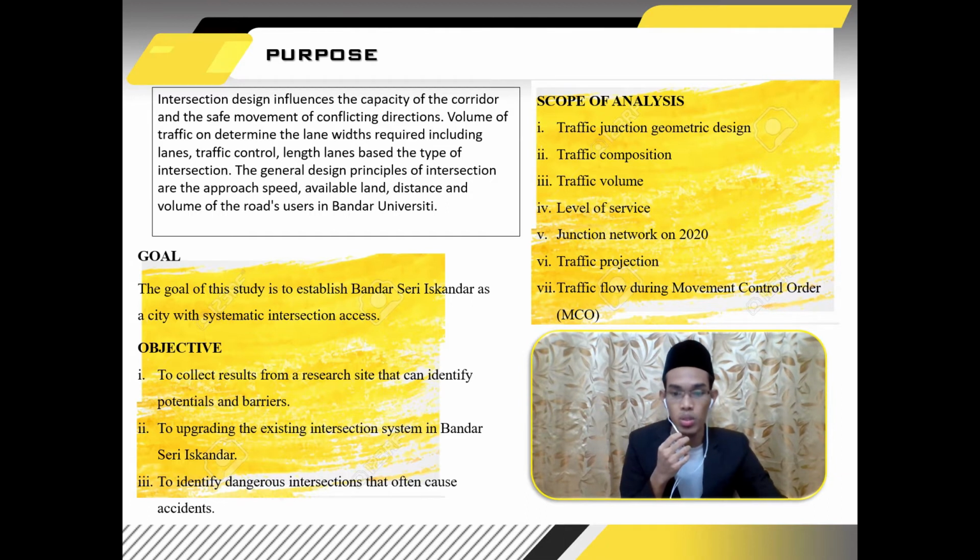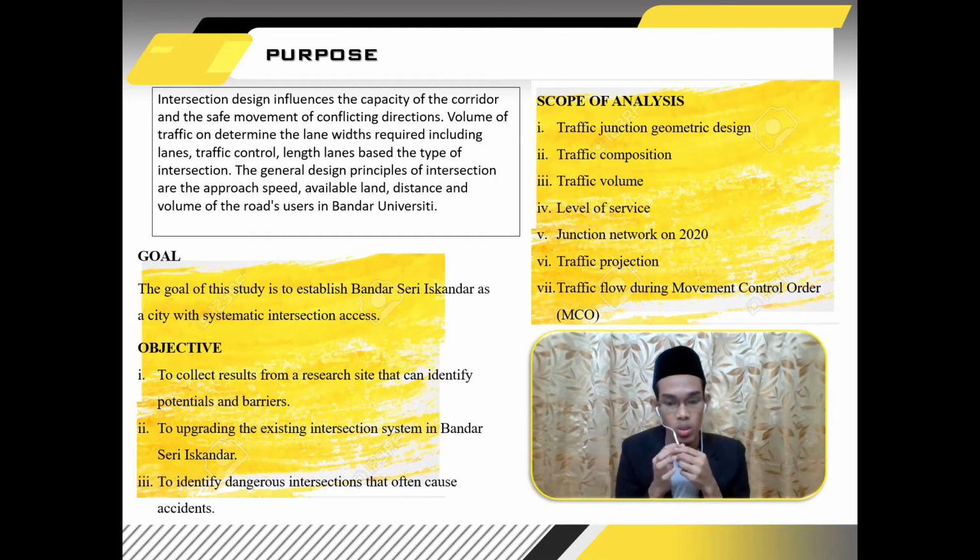Assalamualaikum warahmatullahi wabarakatuh. So, I want to present about the traffic volume and capacity study, about their purpose. Firstly, the purpose. Intersection design influences the capacity of the corridor and the safe movement of conflicting directions. The volume of traffic determines the lane width required, including turning lanes and traffic control lanes, based on the type of intersection. The general design principles of intersections are the approach space, available lane, distance, and volume of the roads used in Bandar University.